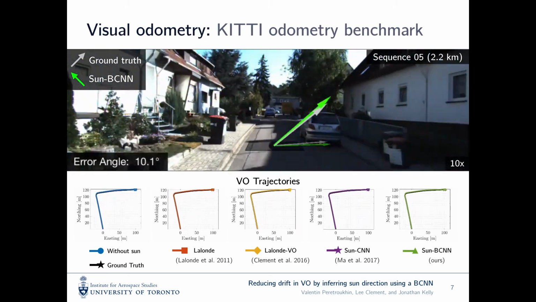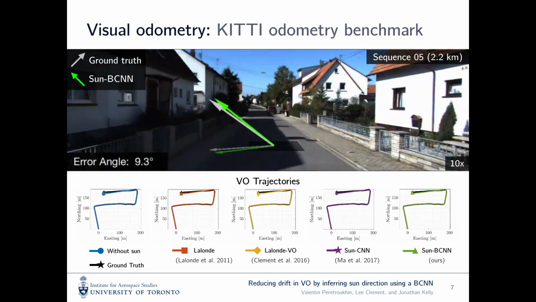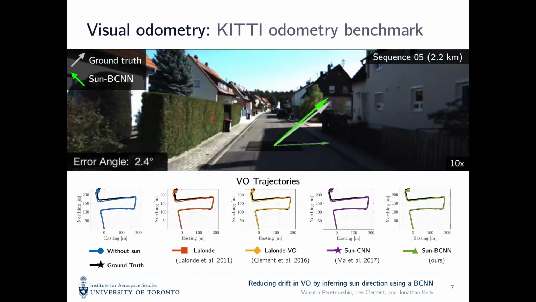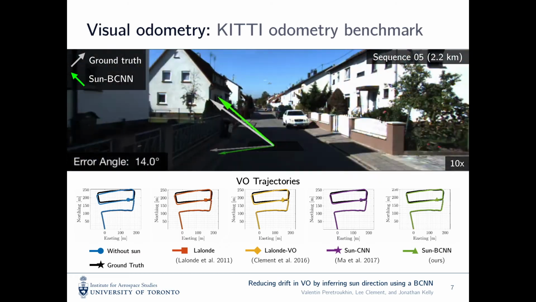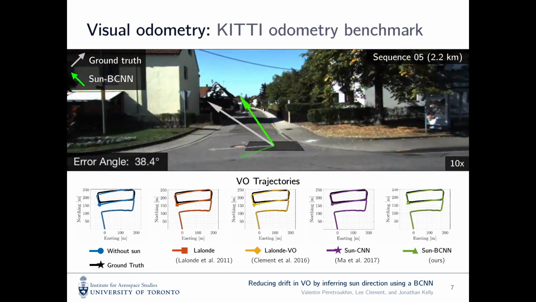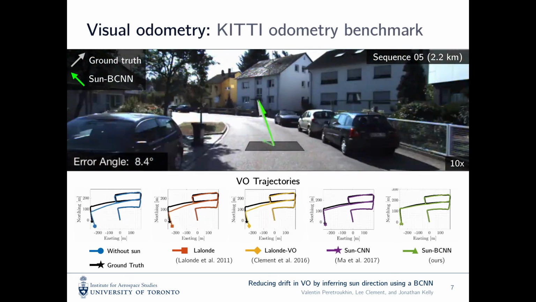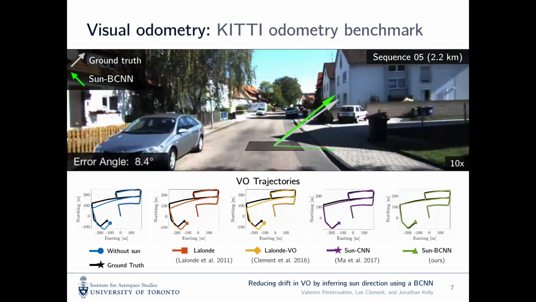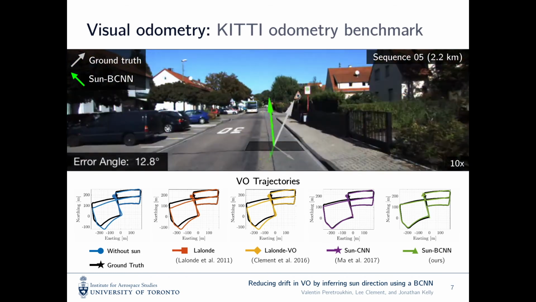Putting it all together, we incorporated Sun BCNN's estimated sun directions and corresponding covariances in our stereo VO pipeline and compared their effect on VO drift to several other single-image sun detection methods. Notice that the Sun BCNN estimate tracks the true sun direction quite well most of the time, but the estimates are often erratic from frame to frame. This is because Sun BCNN treats every image independently and does not have any notion of temporal consistency.